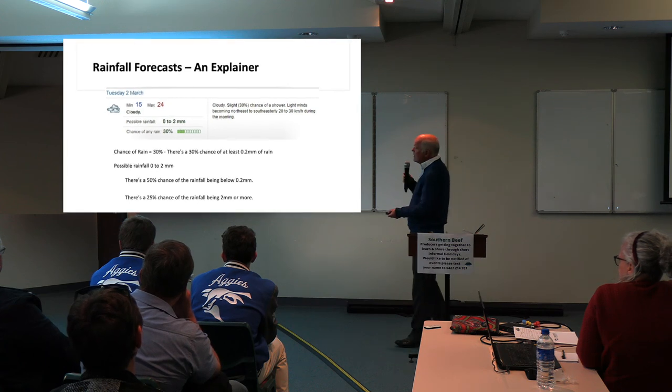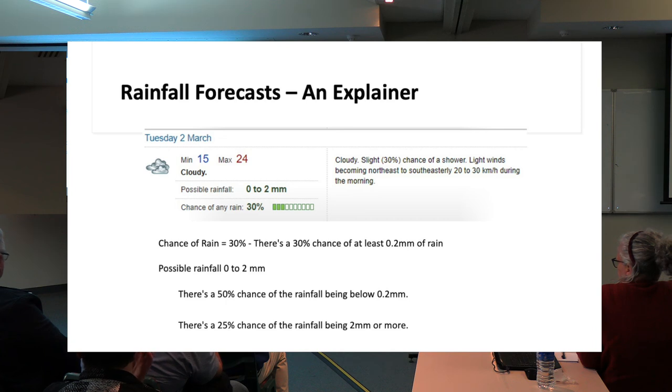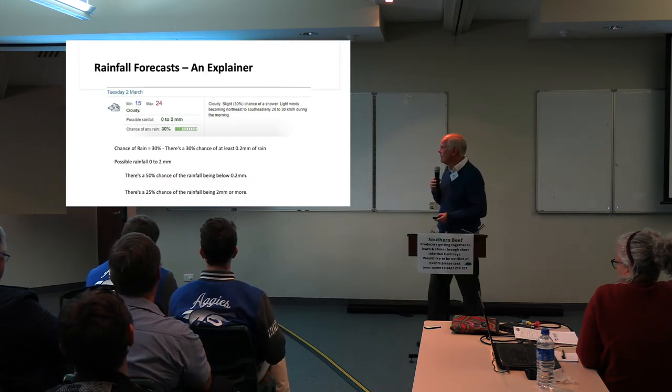Produced in this sort of format, the possible rainfall or the chance of any rain is what the probability is of any rain, okay, 0.2 of a millimeter. It's a 30% chance on this particular one. But the total amount that we're looking at, it's 30% chance of 0.2 or more, but there's less than a 50% chance of that being 0.2. So when they say, oh, it's a 30% chance, well, really it's not, is it? Because 50%, it's not likely to be anything at all, okay? 2 millimeters is up at around about 25% chance of 2 millimeters. So it's not much of a good forecast, that one. You know, 30% chance, so what, 0.2, who cares?